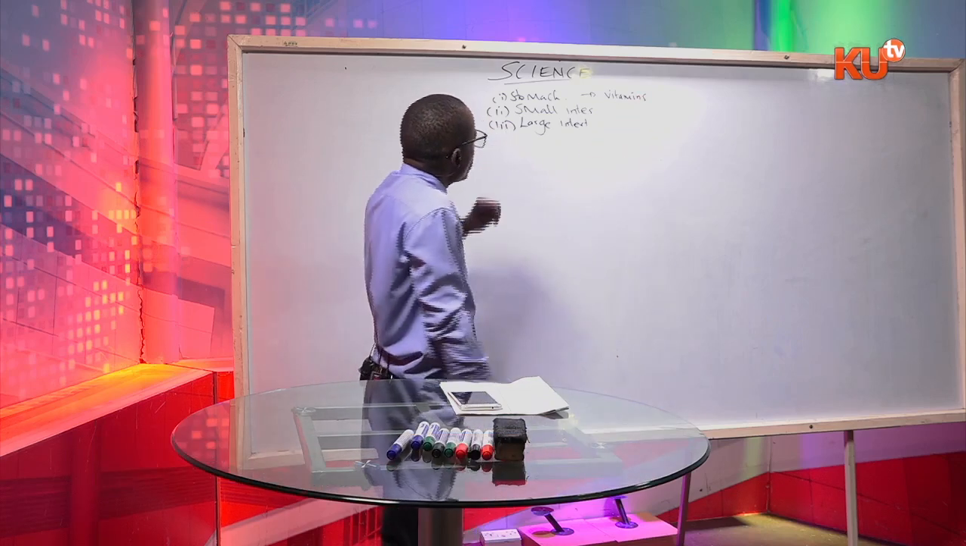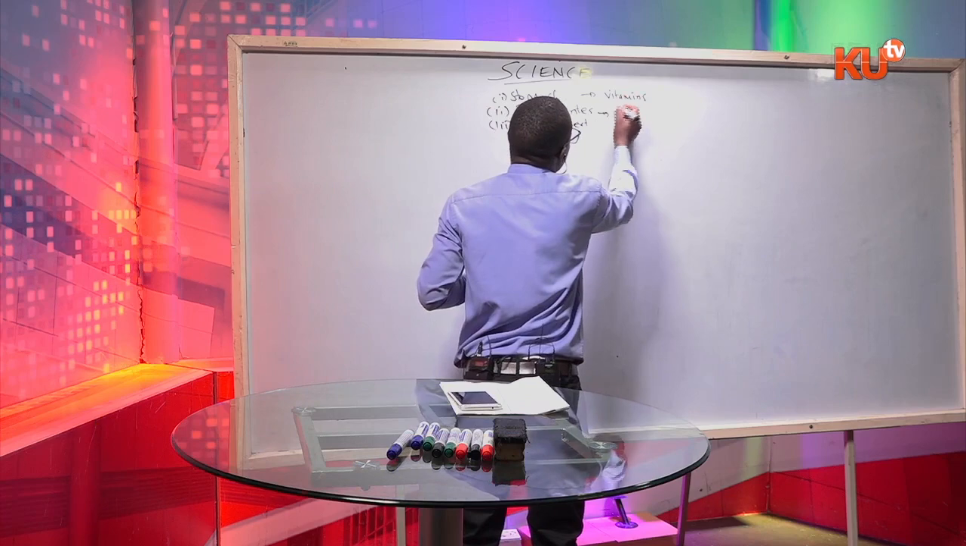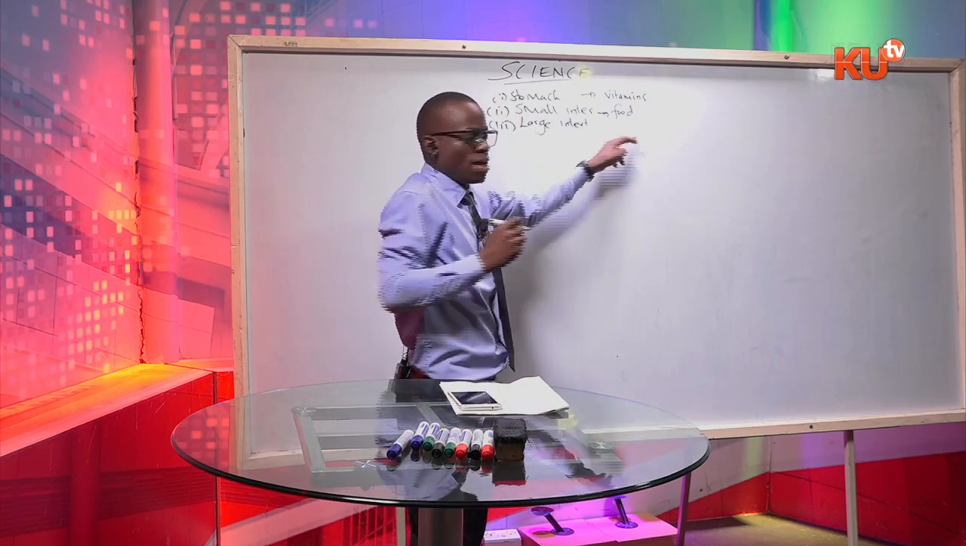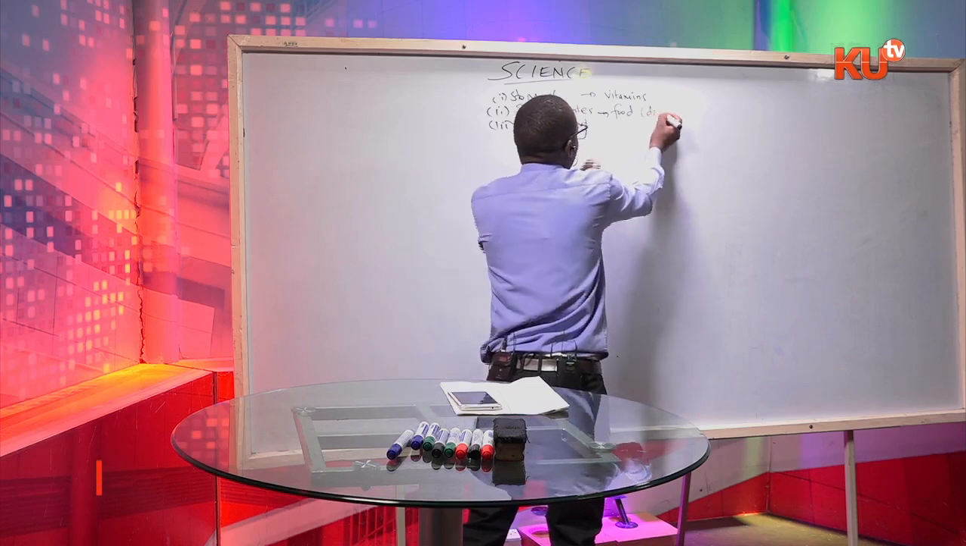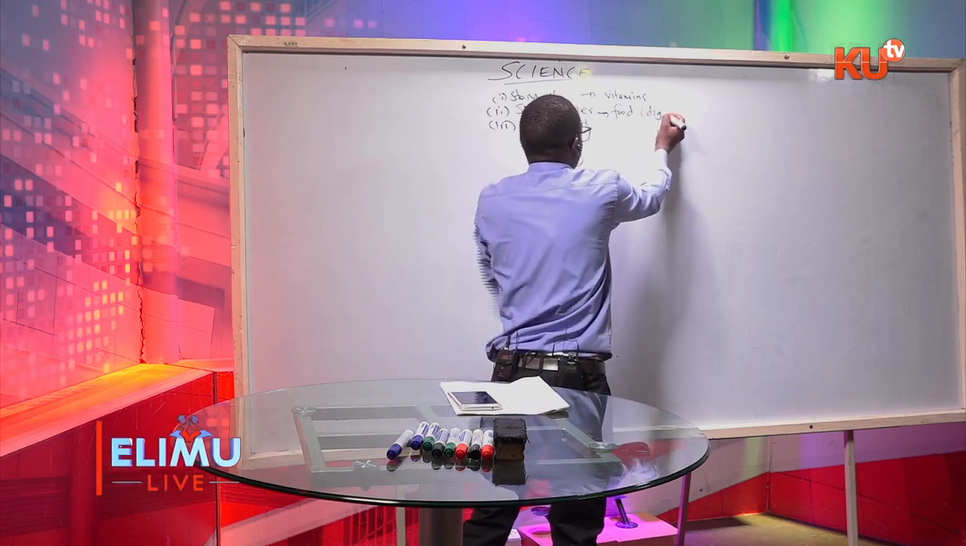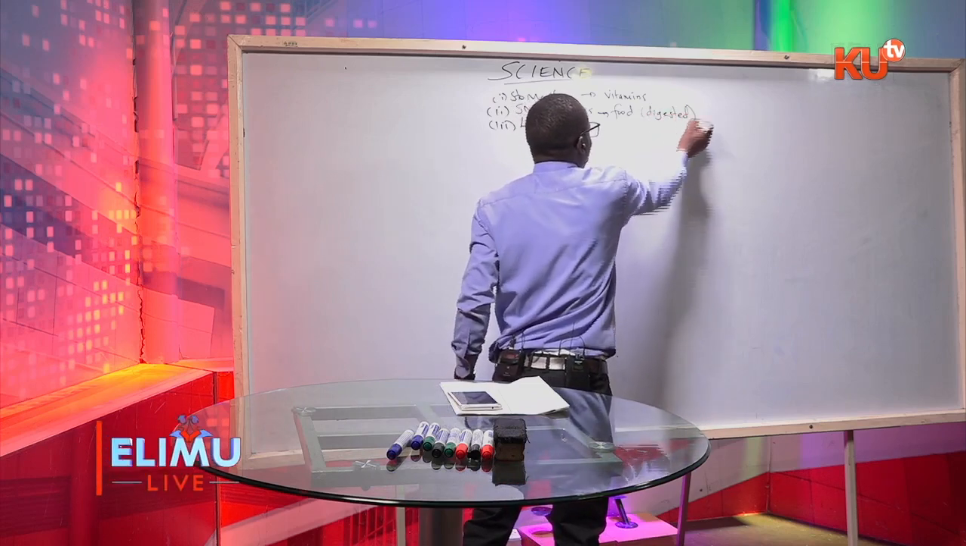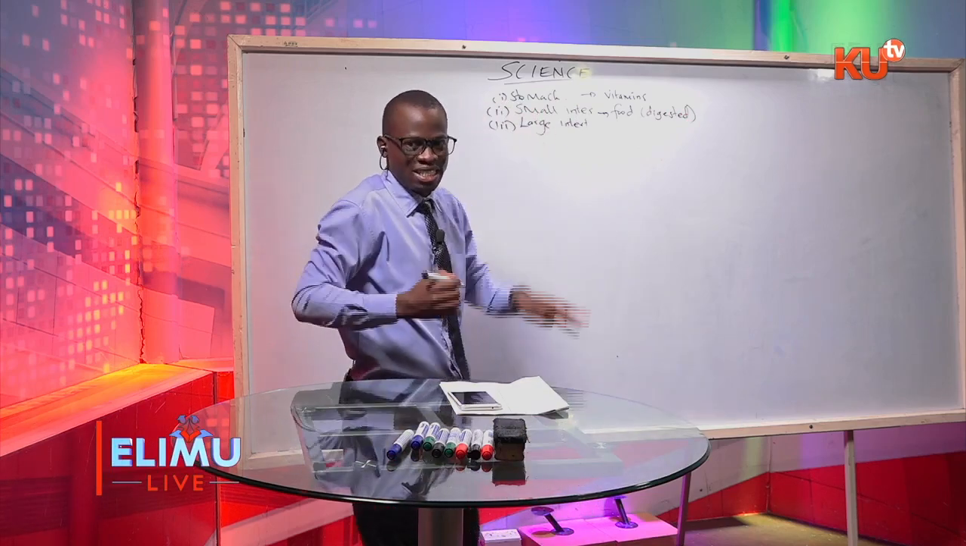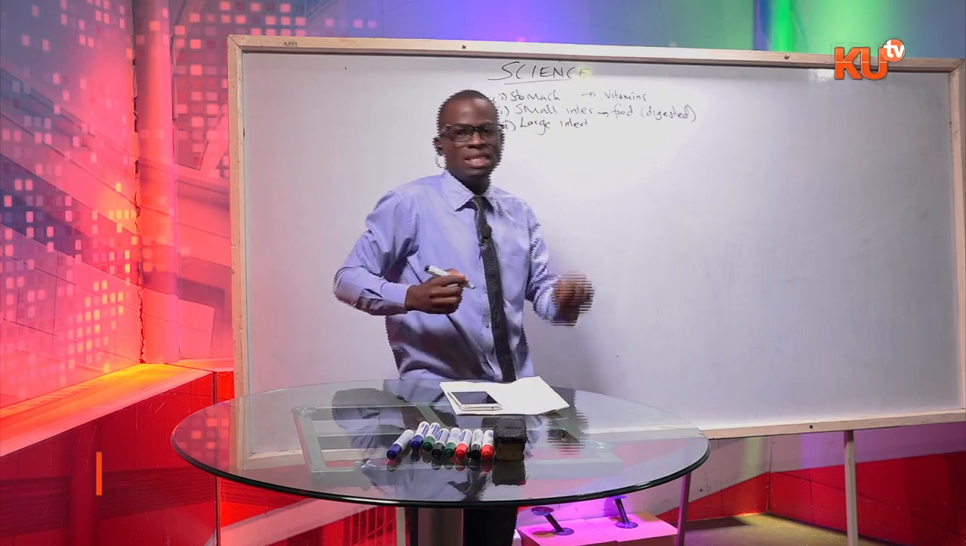Now, we also have number two, where we have absorption of food. Which kind of food is absorbed here? We have the digested food being absorbed. Digested food, not just any kind of food, but the digested one, that one that has already been digested and broken down into absorbable substances.